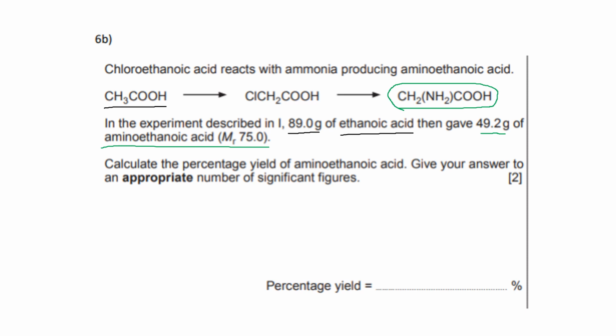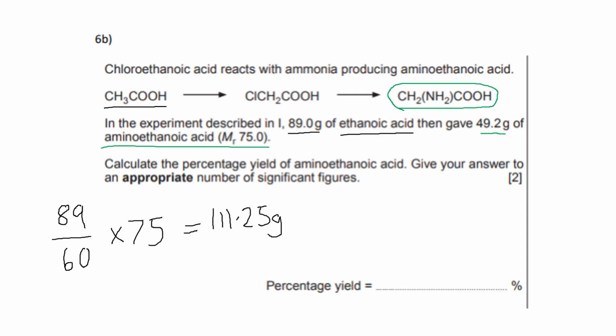So we start off by working out the moles of ethanoic acid. So you've got 89 grams, which you divide by 60. That'll give you the moles of the ethanoic acid. You then times that by 75, which will give you what we call the theoretical mass of the aminoethanoic acid, the maximum amount that you could make. So 89 divided by 60 times by 75, and that gives me a theoretical mass of 111.25 grams. But it then tells you in the question that they only had 49.2. So it'd be 49.2 divided by the 111.25 times by 100.